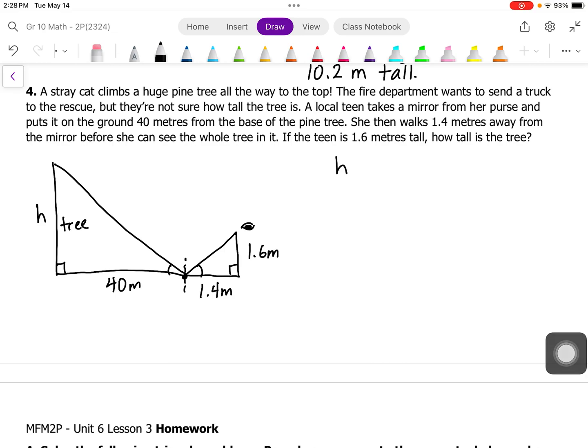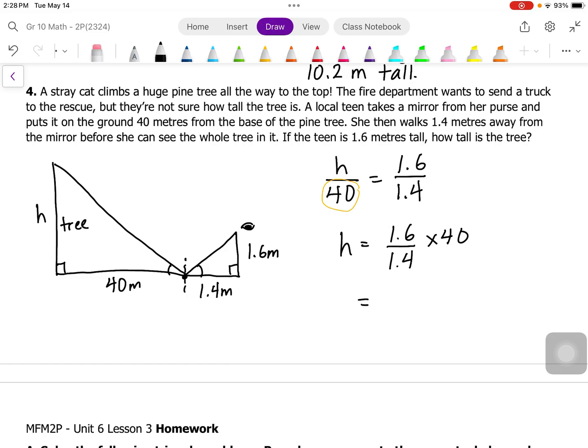The height of the tree compared to its distance from the mirror is the same as the height of the teen compared to her distance from the mirror. So we are going to move the 40 over. So height is equal to 1.6 divided by 1.4 times 40, and that is equal to 45.7. So therefore, the tree is 45.7 meters tall.